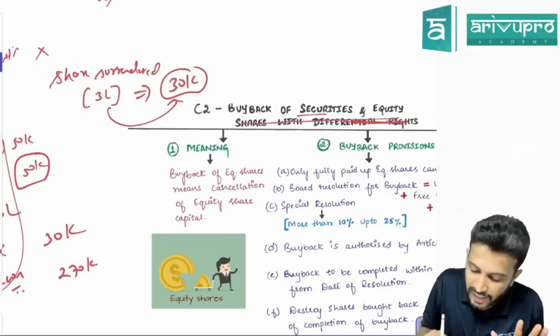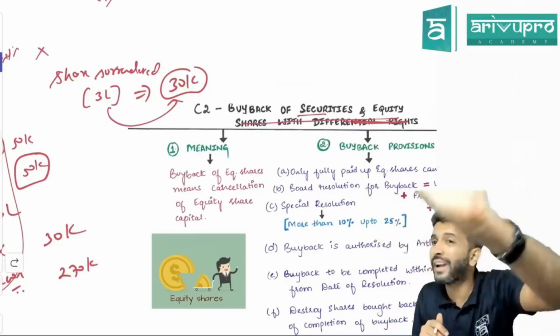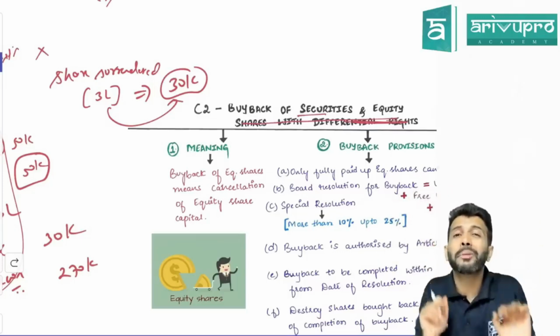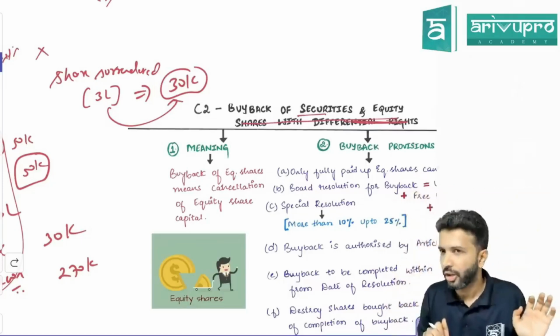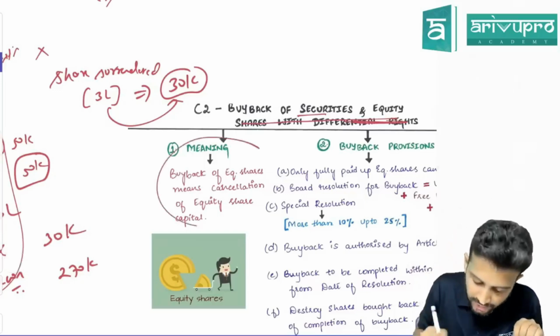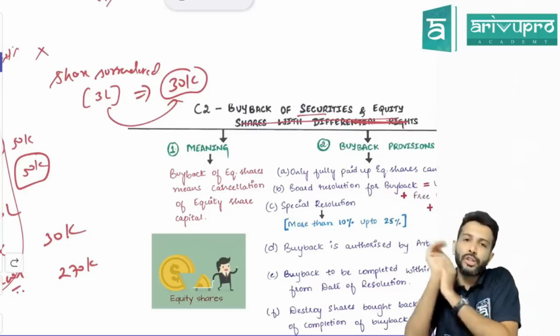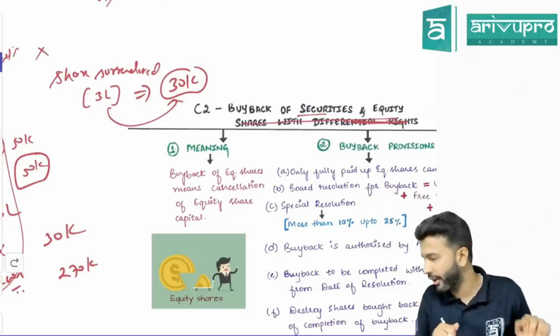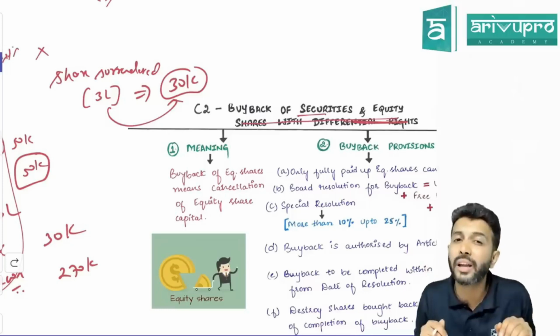So now first, buyback of shares. When we say buyback of shares here, we refer to buyback of equity shares. What does the term buyback mean? Buyback means cancellation. So when we say buyback of equity shares, the company is in a mood to cancel equity shares. If the company wants to cancel equity shares, what are the things you need to keep in mind, or how the accounting will change, is the essence of this particular topic.